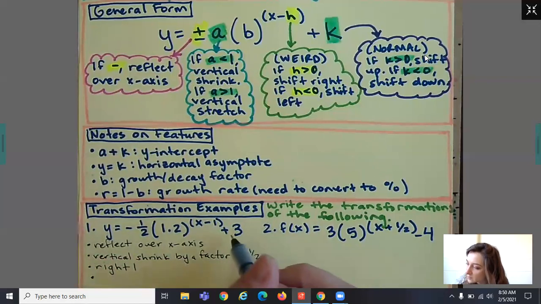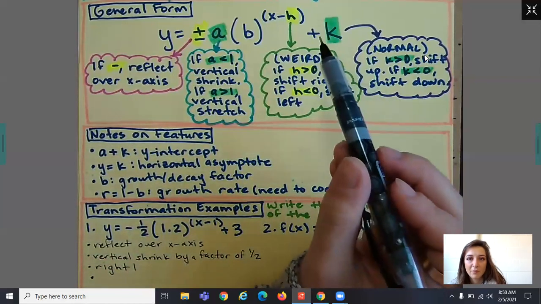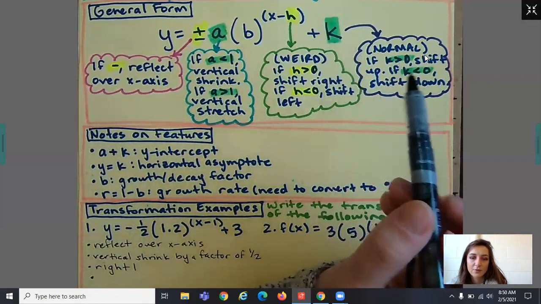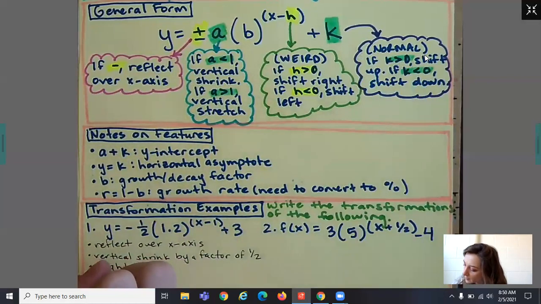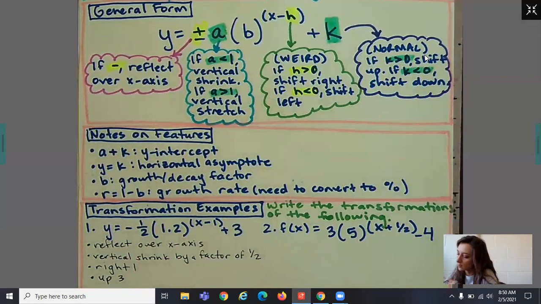And then the last one, we have this plus 3 on the end, and that's just going to be either up or down. Since it's greater than 0, that's going to be shifting up. Up 3. Okay, so let's just go look and see what these look like in Desmos.